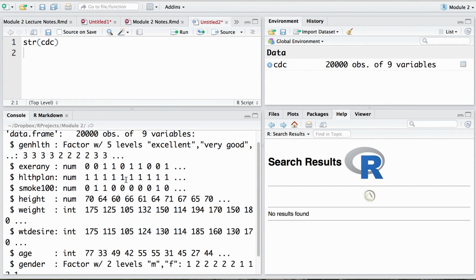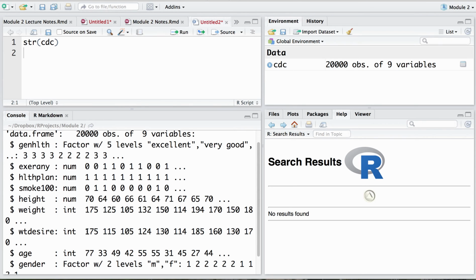Hlthplan answers the question, do you have a health insurance plan? And you can see all of the people at the beginning of the survey said yes. Smoke100, that's an answer to the question, have you ever smoked 100 cigarettes in your entire life? Okay, and again, this is a no, and this is a yes. And then height and weight are self-explanatory. This is height in inches, and this is weight in pounds.